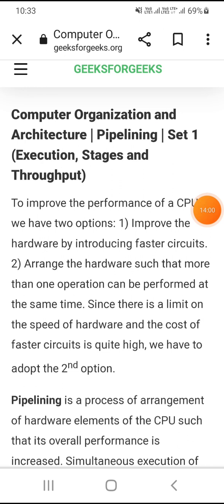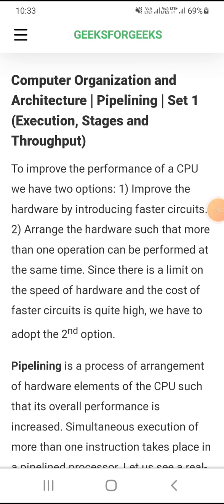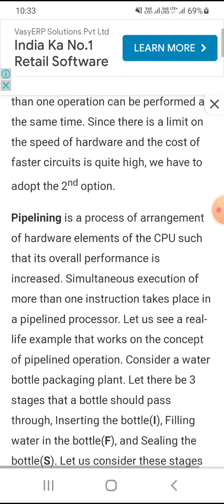To improve the performance of the CPU, we have two options. Number one, improve the hardware by introducing faster circuits. Number two, arrange the hardware such that more than one operation can be performed at the same time. Since there is a limit on the speed of hardware and the cost of faster circuits is quite high, we have adopted the second option, pipelining. Pipelining is the process of arranging the hardware elements of the CPU such that its overall performance is increased. Simultaneous execution of more than one instruction takes place in the pipeline processor.